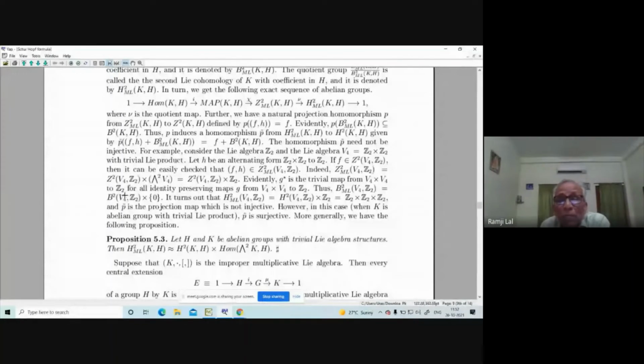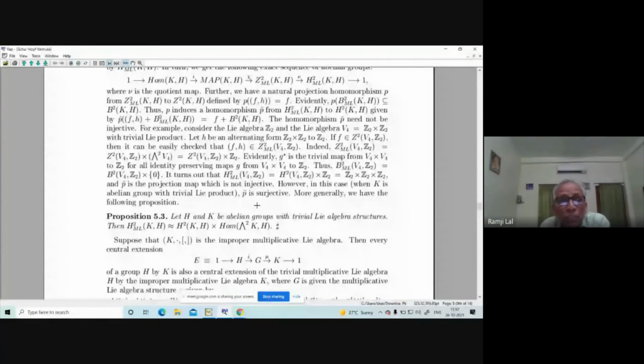More generally, we have the following proposition, which can be easily seen. If H and K are abelian groups with a trivial multiplicative Lie algebra structure, then the second cohomology is the group of homomorphisms from the exterior square of K to H. That is not difficult to observe.